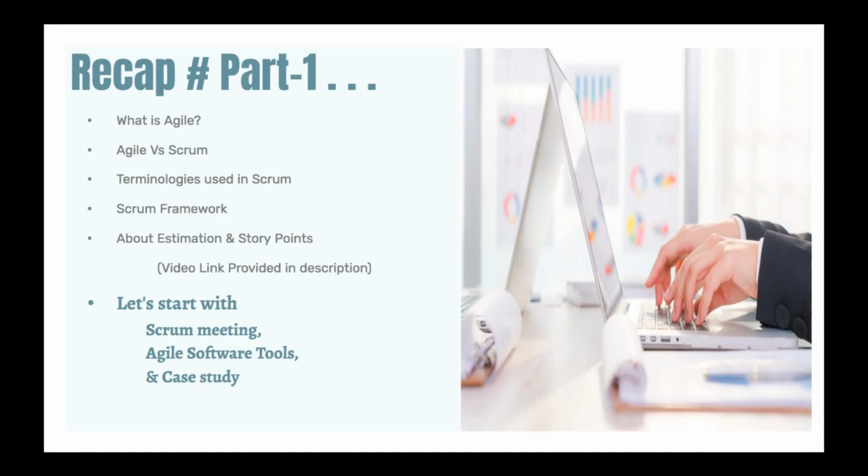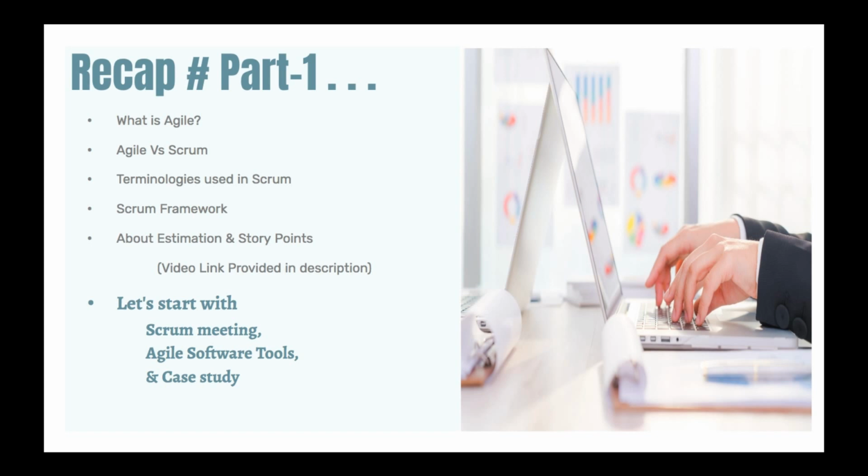Hope you have seen my first video, the part 1 of Agile. We spoke about the definition of Agile, the difference between Agile and Scrum, what the Scrum framework is, the different terminologies used in Scrum, what story points are, how to estimate, what factors to consider, and what techniques are used. For those who missed it, I provided a video link in the description. So I request you to visit part 1 before continuing into part 2.